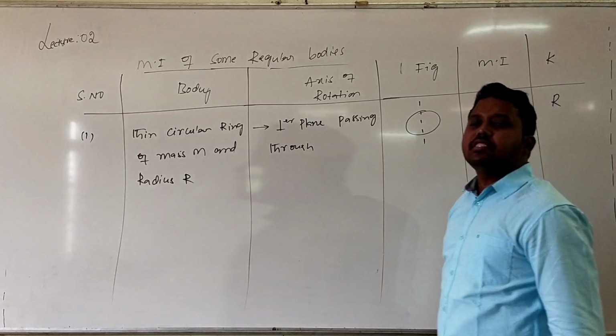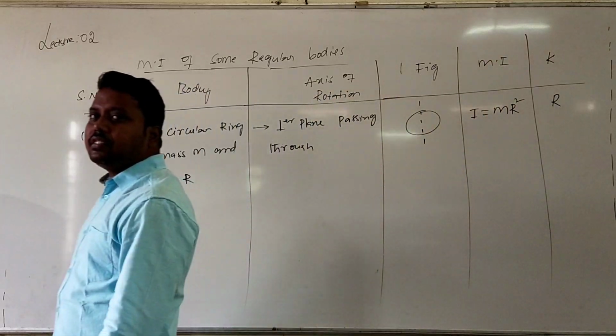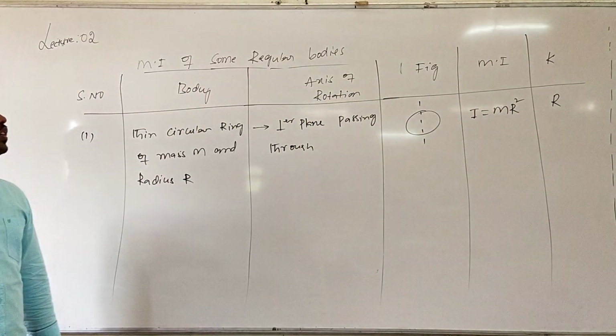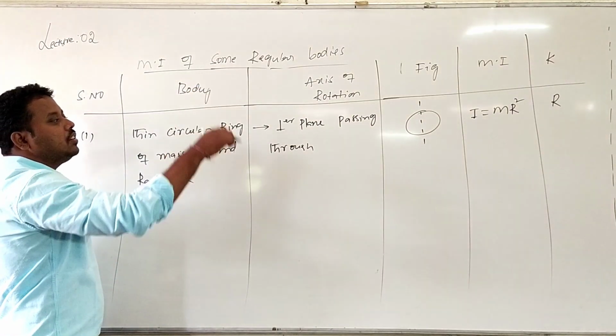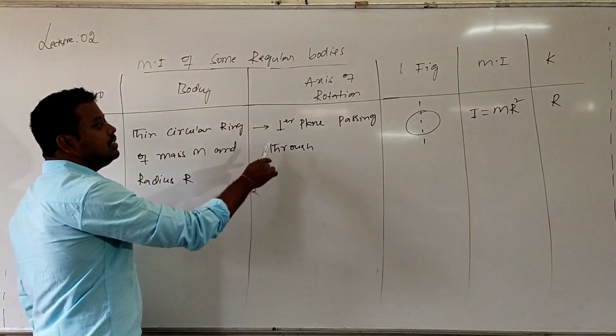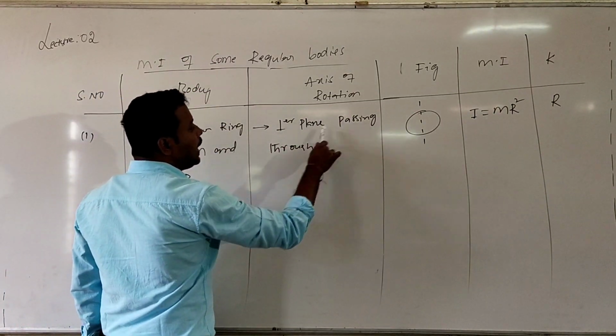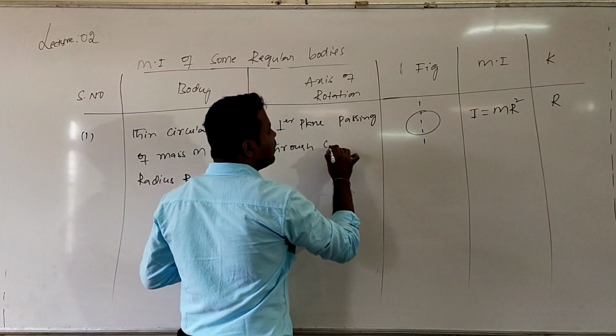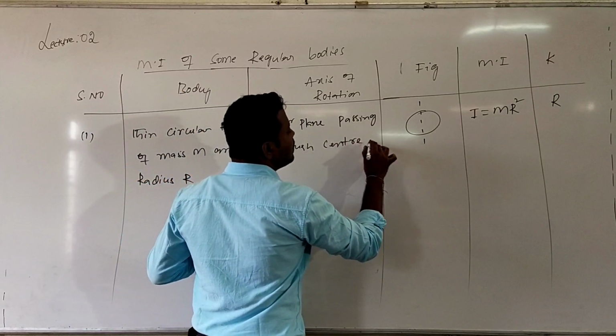So what does K give us? K gives us the radius of gyration. About which axis is this expression? Perpendicular to the plane, passing through the center of the ring.